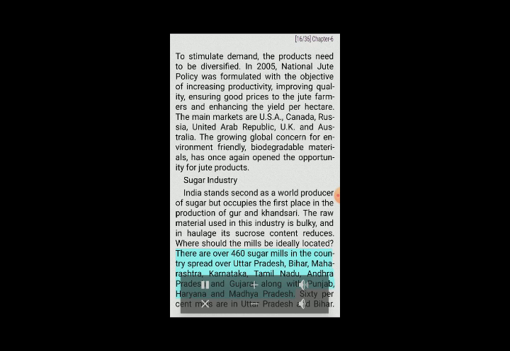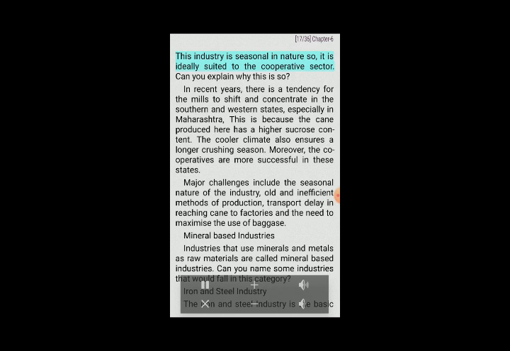There are over 460 sugar mills in the country spread over Uttar Pradesh, Bihar, Maharashtra, Karnataka, Tamil Nadu, Andhra Pradesh and Gujarat along with Punjab, Haryana and Madhya Pradesh. 60% mills are in Uttar Pradesh and Bihar. This industry is seasonal in nature, so it is ideally suited to the cooperative sector. Can you explain why this is so?